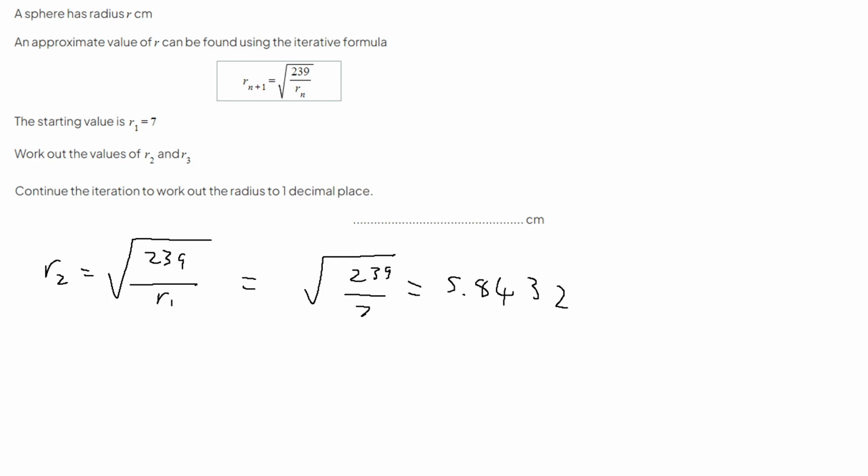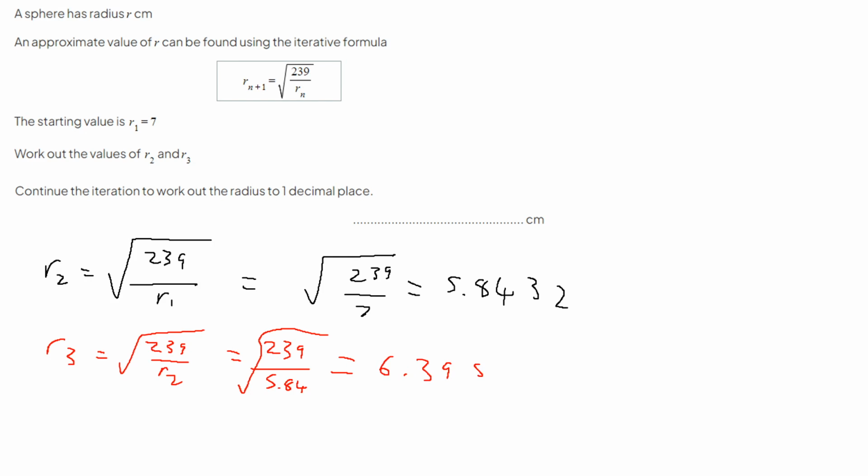The next value is simply going to be R3, which is equal to the square root of 239 over R2, which is equal to 239 over 5.84, which is equal to 6.3955. So now what we want to do is we want to continue the iteration until the values no longer change. There's a very easy way of doing this.